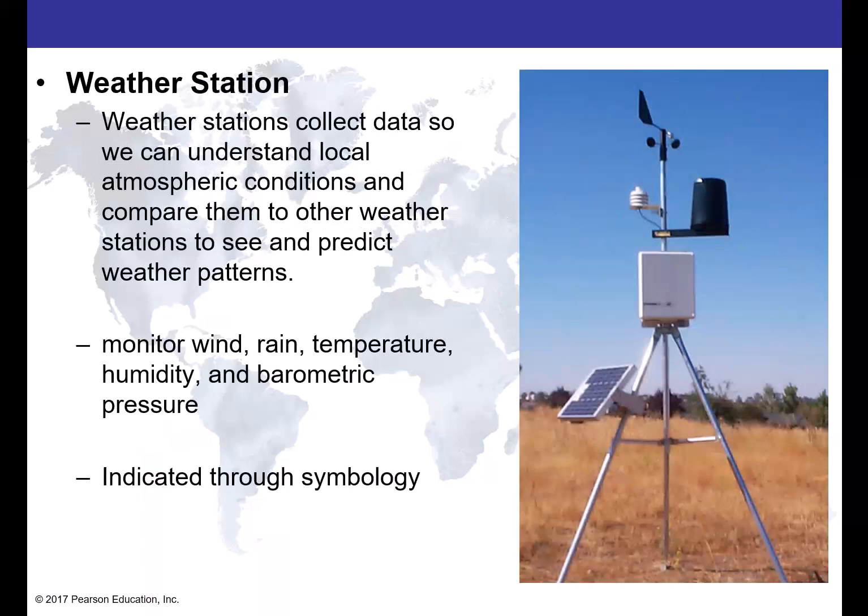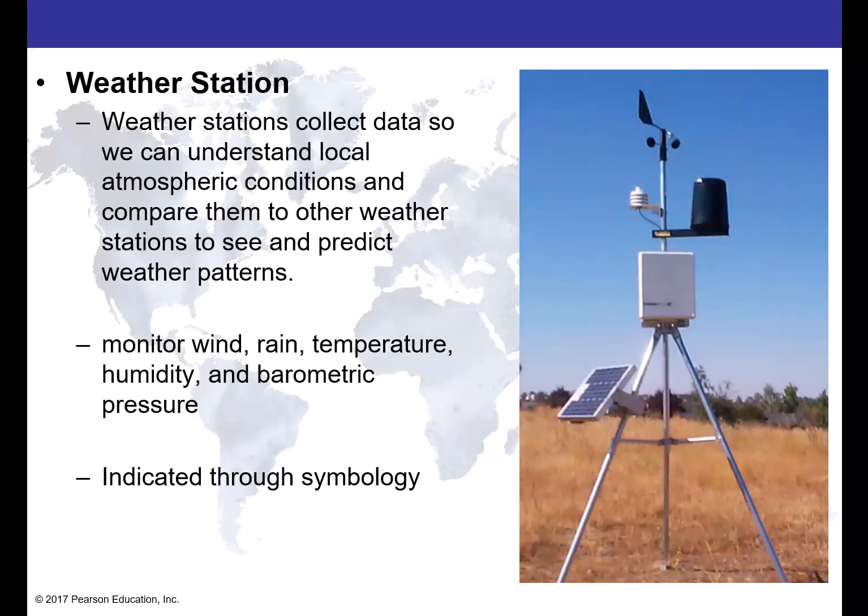Simply put, a weather station collects data so that we can understand local atmospheric conditions and compare them to other weather stations to see and predict weather patterns. Weather stations will monitor things like wind, rain, temperature, humidity, and barometric pressure, air pressure, and this is going to be indicated through different types of symbology.